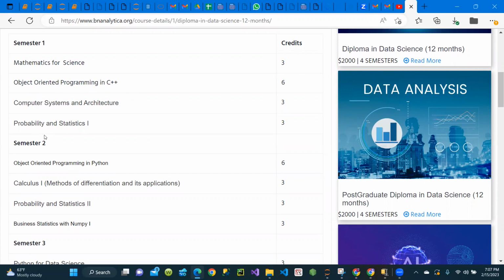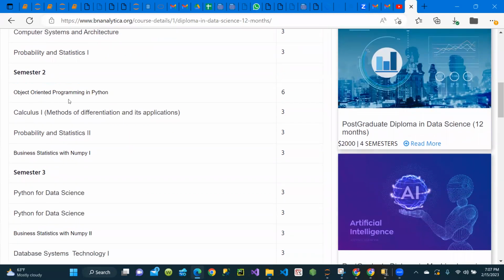So object-oriented programming in C++, you have done that. You don't have any problem with that. Then object-oriented programming in Python, you have done that. You don't have any problem. And it's project-based, that's why it is 6 credits.